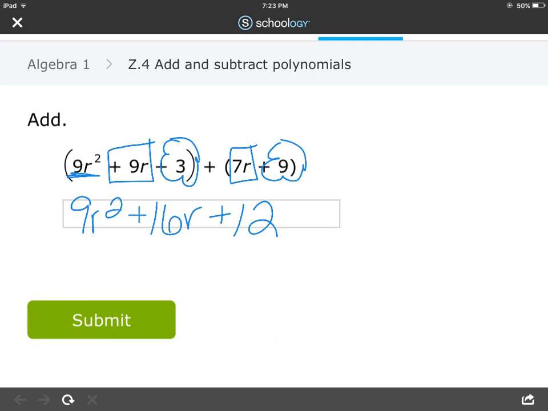So we want to take a look at Z4 and again G1, but G1 is in the 8th grade IXL material.